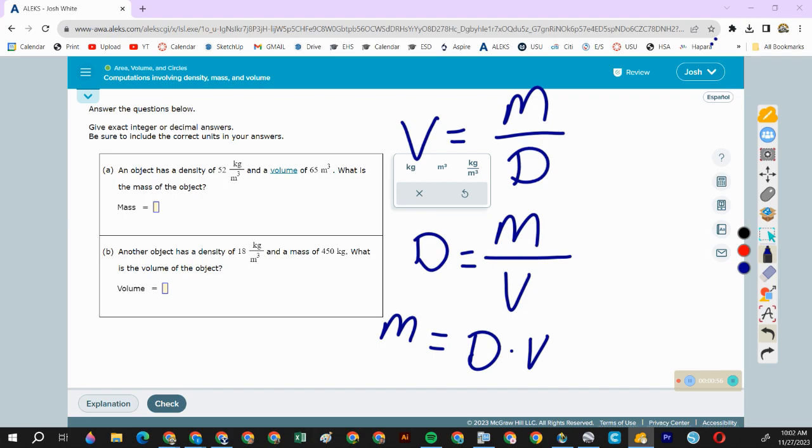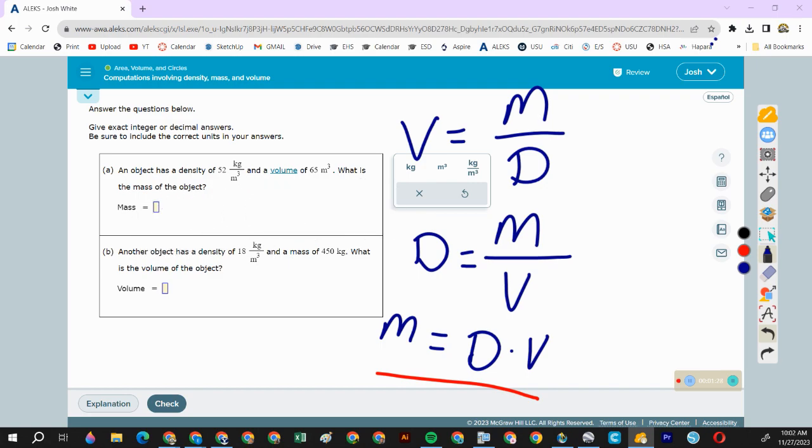An object has a density of 52 kilograms per meter cubed and a volume of 65 meters cubed. What is the mass? So if we look over here, we want the mass formula, which is this one. So mass is equal to 52 times 65, and whatever that gives you. Now, do you have to memorize all of these formulas? No.